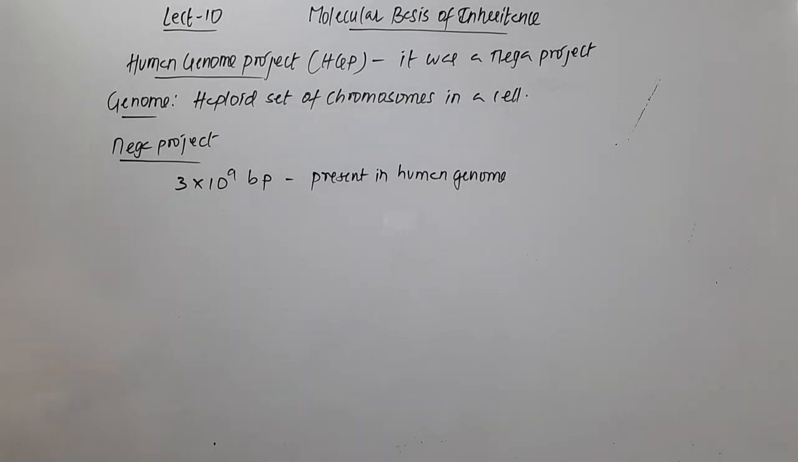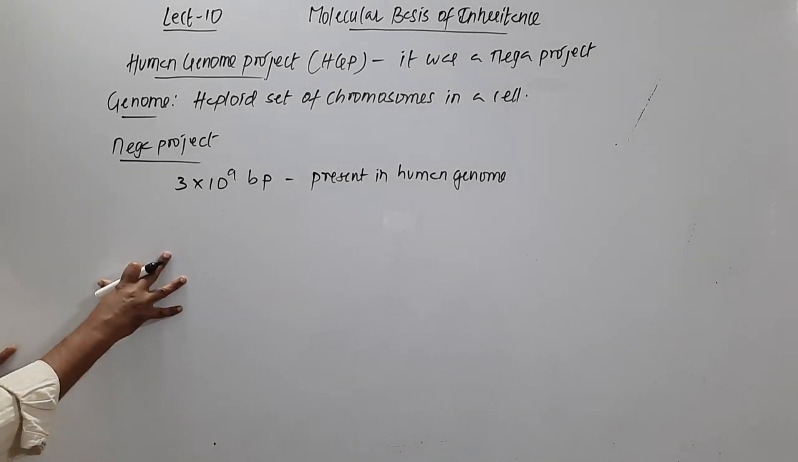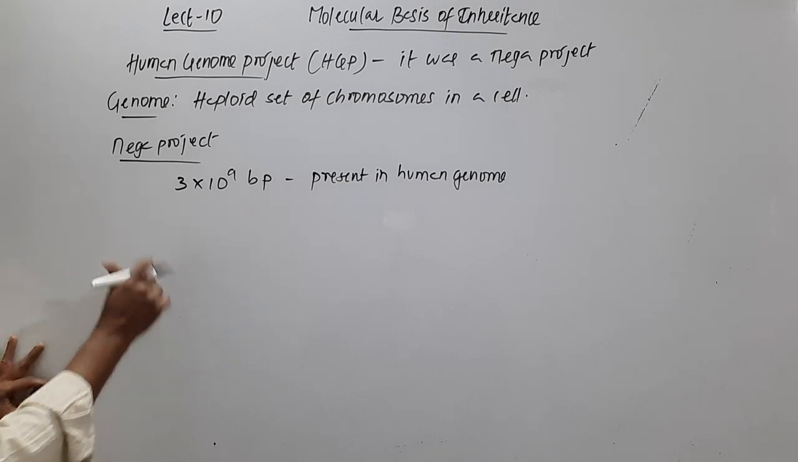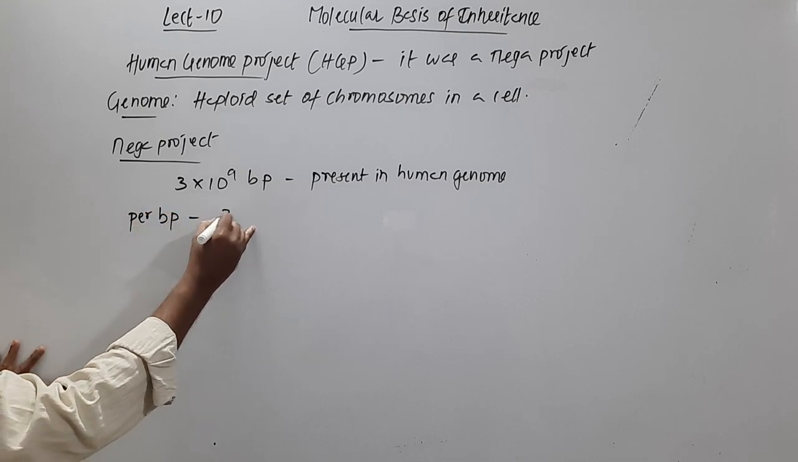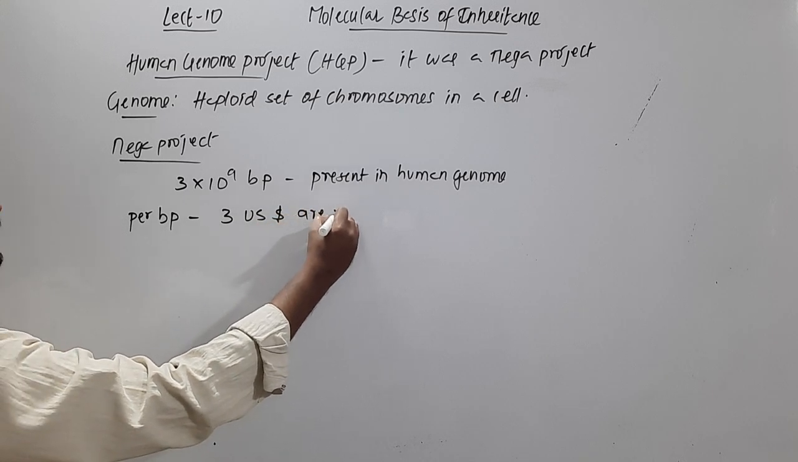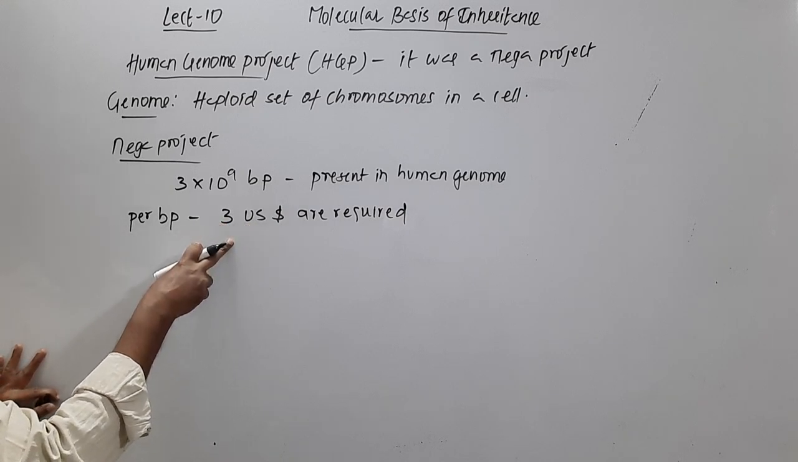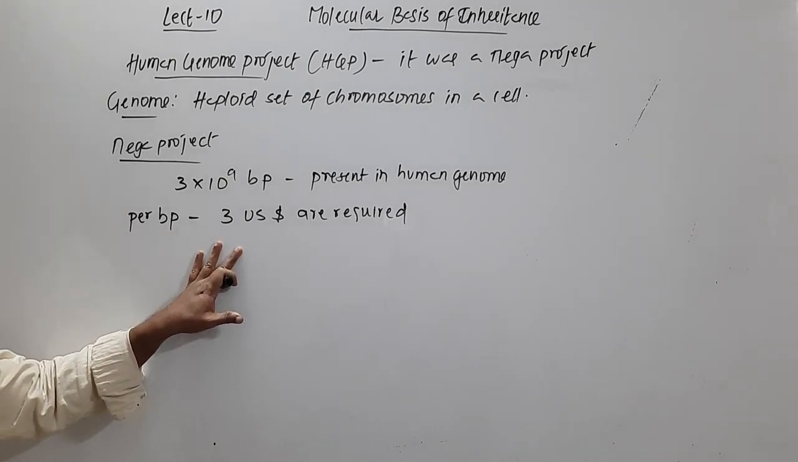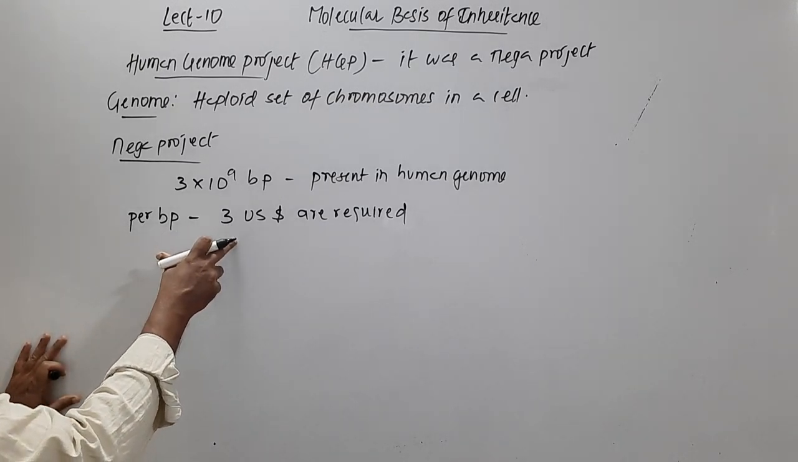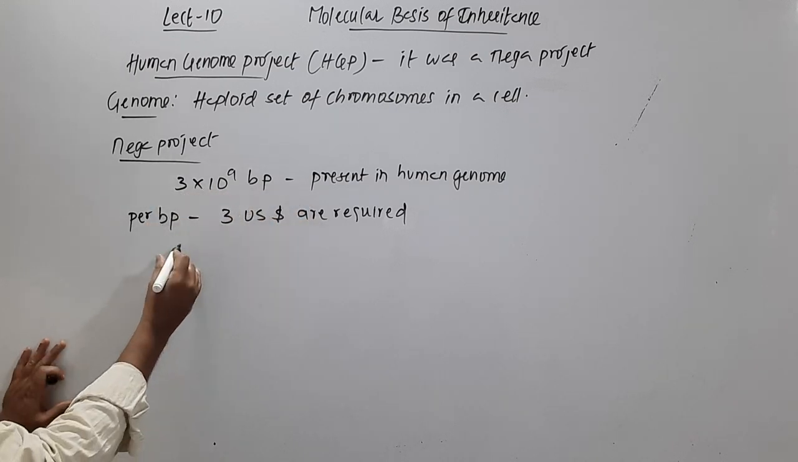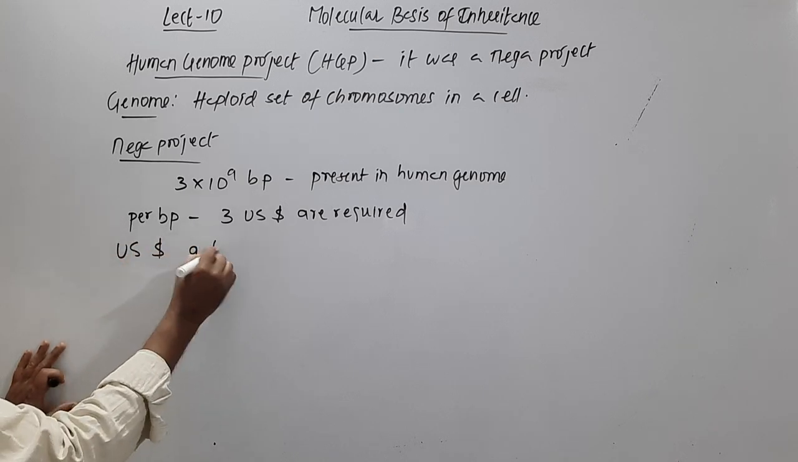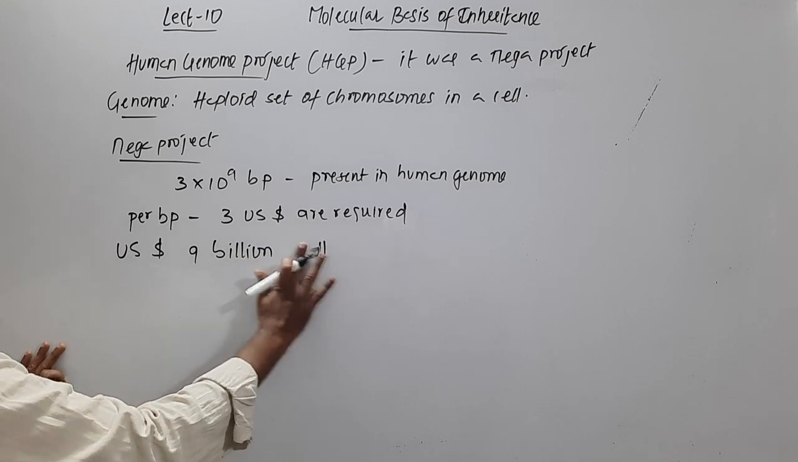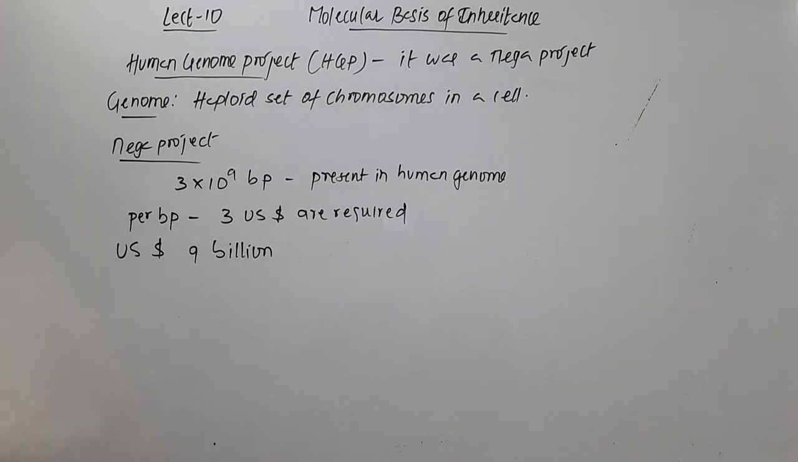And to sequence one base pair, it would require 3 US dollars. So per base pair, 3 US dollars are required. Multiplying 3 with this number of base pairs, it will be around 9 billion US dollars. So 9 billion dollars are required for this project, right?